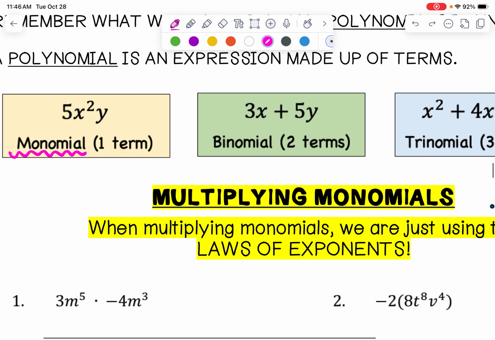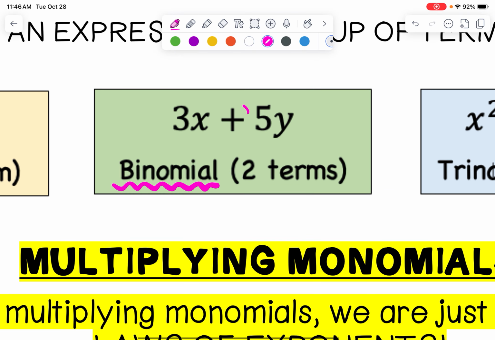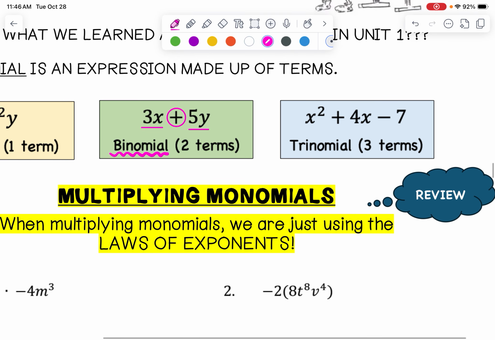Then we have binomials, bi meaning 2. And I know this is a binomial because here's a plus sign. Remember, terms are separated by plus and minus signs. So 3x is one term, and then 5y is our other term. So it's a binomial. And then, of course, we have trinomials, tri meaning 3. So I have a plus sign here and a minus sign here, and that's splitting up my terms: x squared, 4x, and 7, or negative 7, I guess. And so that's a trinomial.